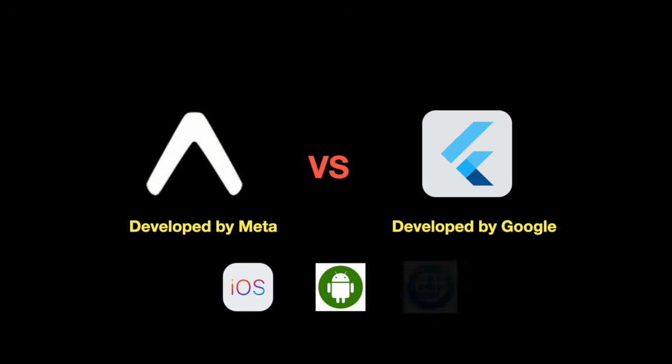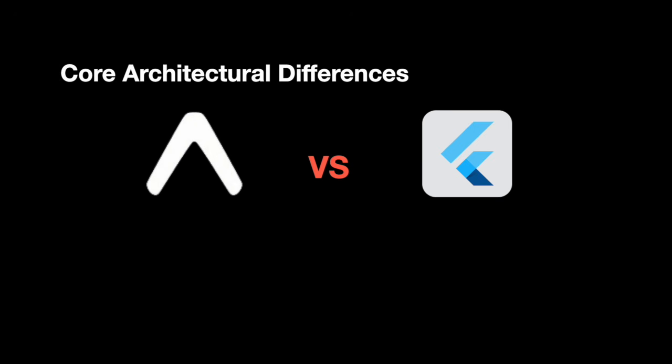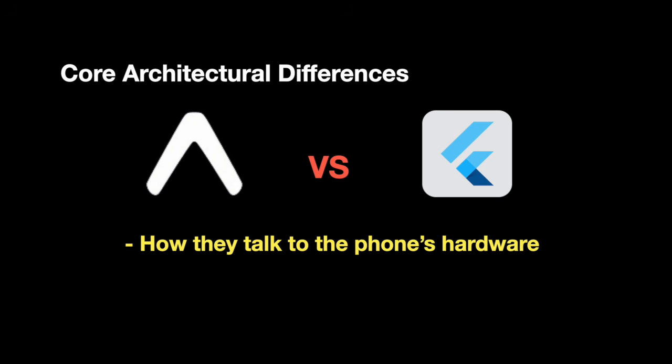Firstly, Flutter is developed by Google, while Expo is a full-stack React Native framework maintained by Meta. Both are frameworks for cross-platform app development. Now, coming to their core architectural differences, the most significant difference lies in how they talk to the phone's hardware and how they draw pixels.